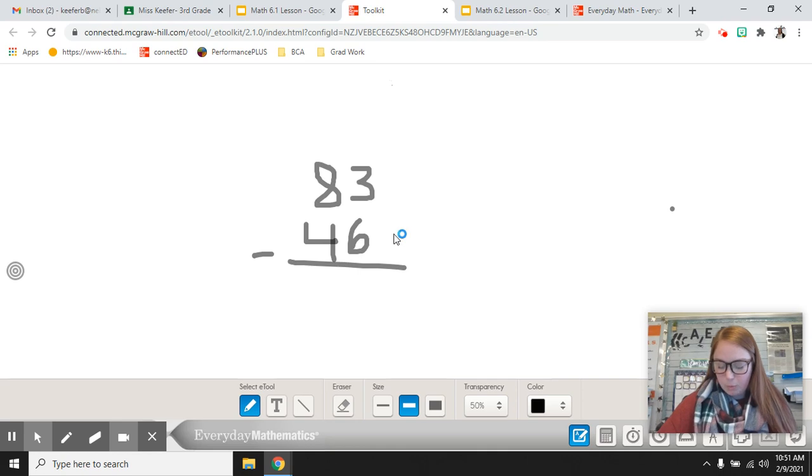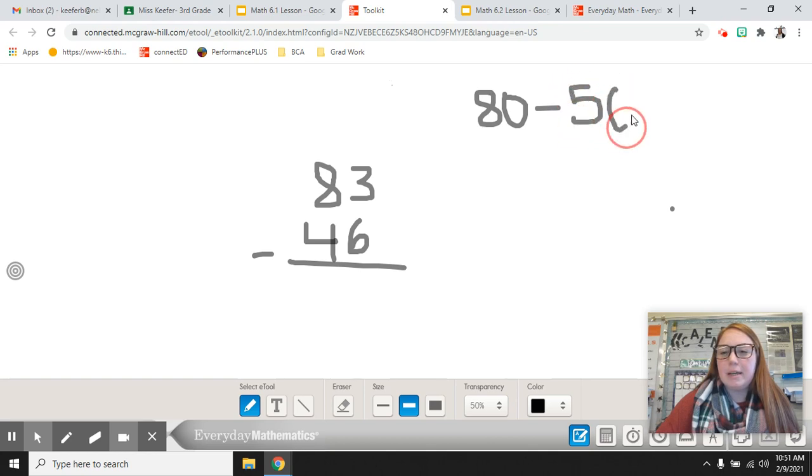So for problem number 1, it says 83 minus 46. The estimate for this one, think of 83, what's close to 83? 80. So you could do 80 minus, and then what's close to 46? It would round up to 50. So 80 minus 50 would equal 30. So our answer is going to be near 30.